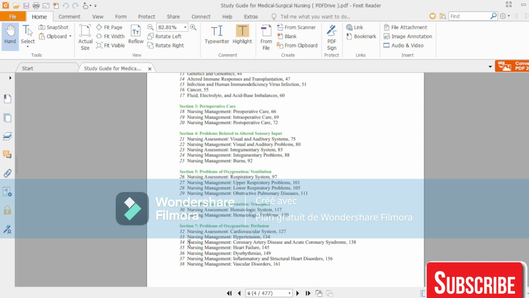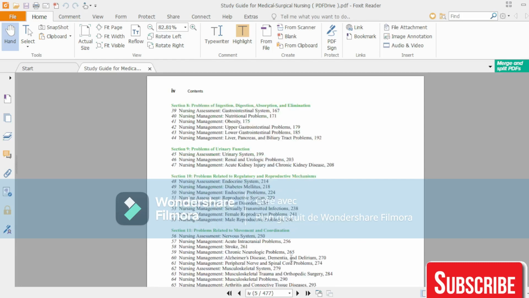Moving to the other section, which is section 7, problems of oxygenation perfusion. We have nursing assessment, cardiovascular system, nursing management, hypertension, nursing management, coronary artery disease and acute coronary syndrome. We have also nursing management, heart failure, nursing management, dysrhythmias, nursing management, inflammatory and structural heart disorders. We have also nursing management, vascular disorders, as you can see.